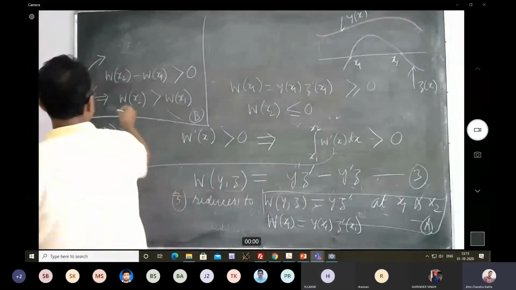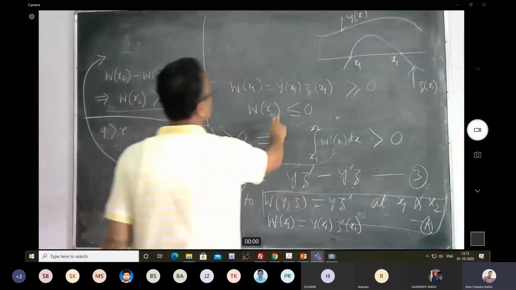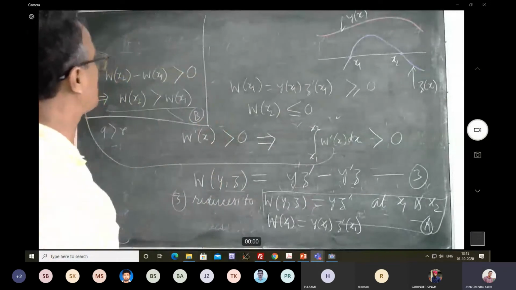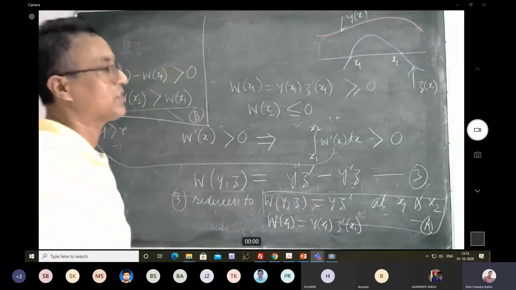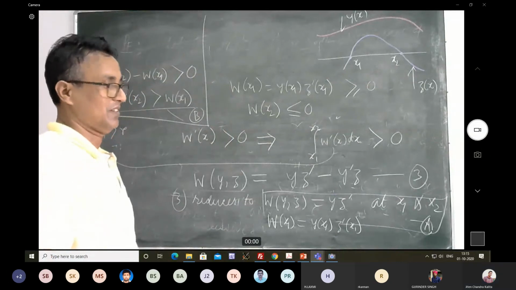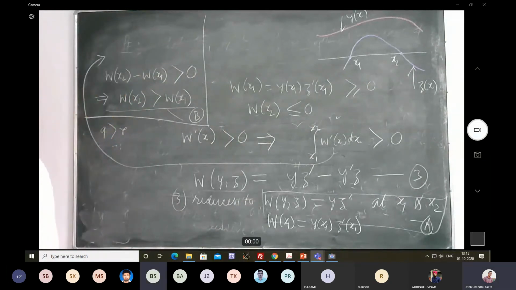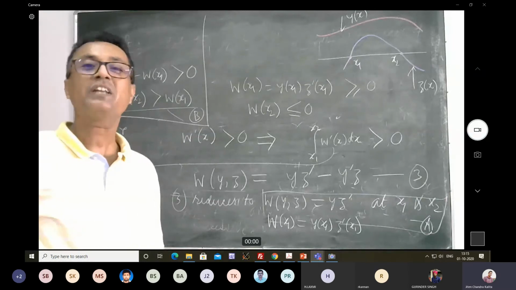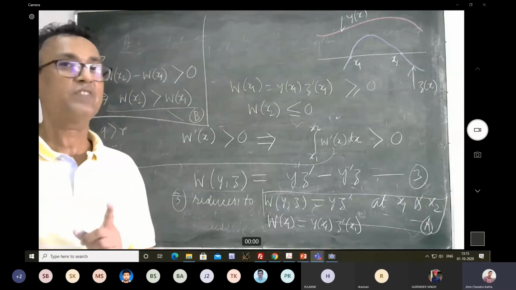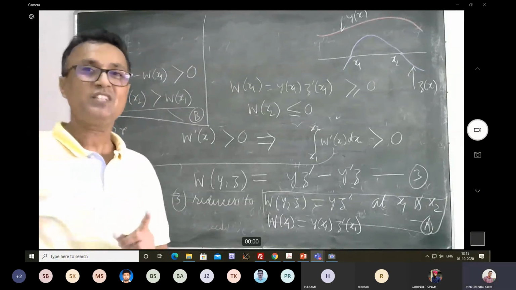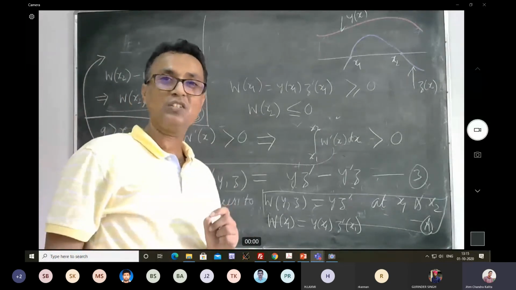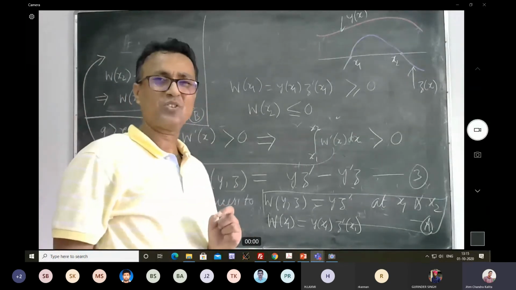That means I get a contradiction from here, because this gives me W(x1) greater than or equal to W(x2), unless they are equal to 0. But they cannot be equal to 0, because I am assuming that y and z are non-trivial solutions. So y and z being non-trivial solutions, can the Wronskian be 0?